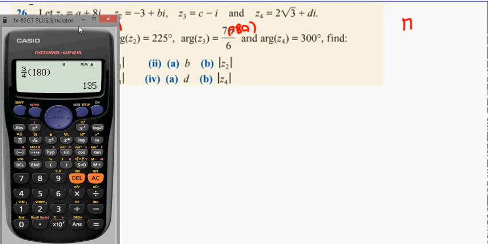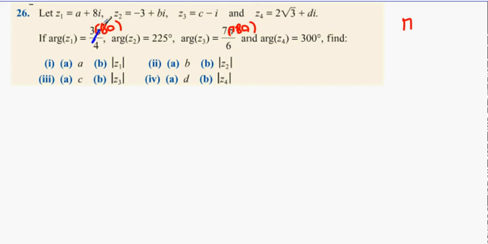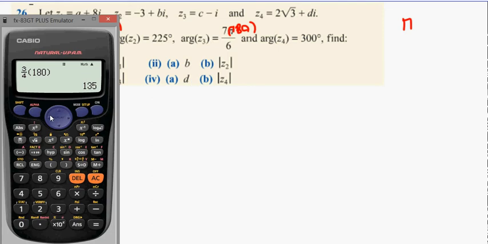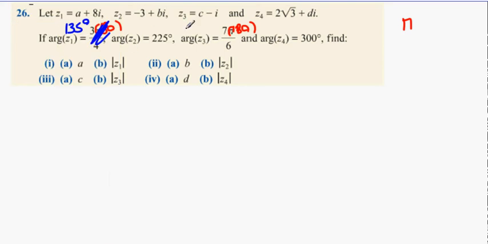So that's going to be 135. So this angle here is 135 degrees, and the last one, which is 7/6 of 180. So just come in here and change this around. 6, and then that can be 7. And then that one there is going to be 210. So 210 degrees, okay?